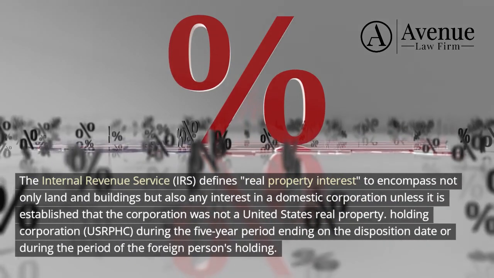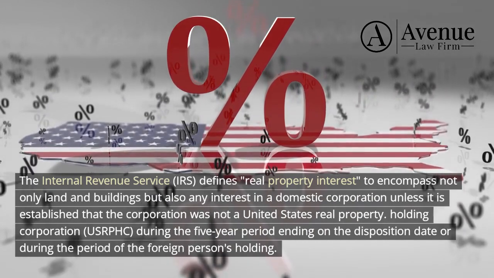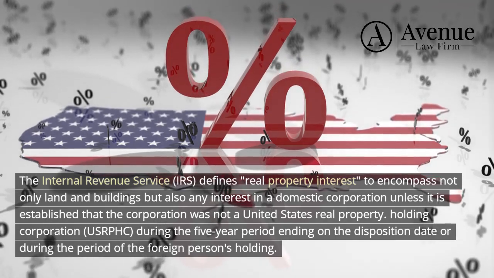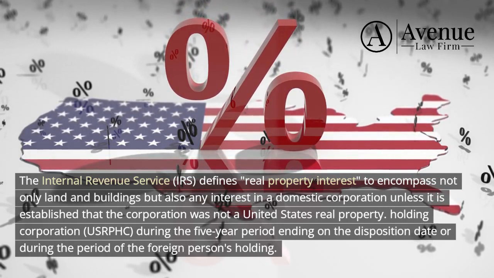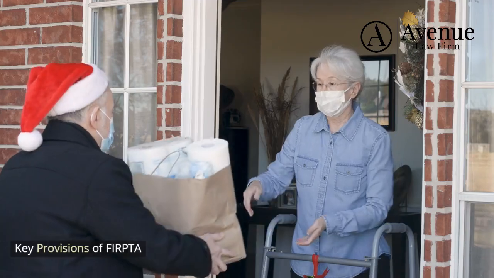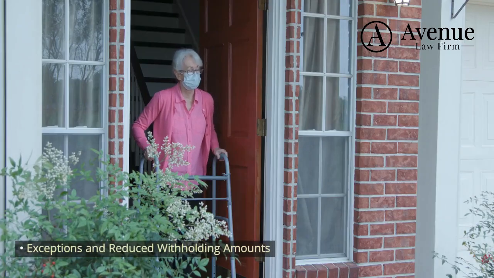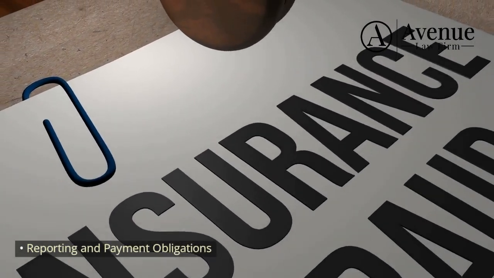The Internal Revenue Service, IRS, defines real property interest to encompass not only land and buildings but also any interest in a domestic corporation unless it is established that the corporation was not a United States real property holding corporation, USRPHC, during the 5-year period ending on the disposition date or during the period of the foreign person's holding. Key provisions of FIRPTA: withholding tax obligations, exceptions and reduced withholding amounts, withholding certificate application, reporting and payment obligations.